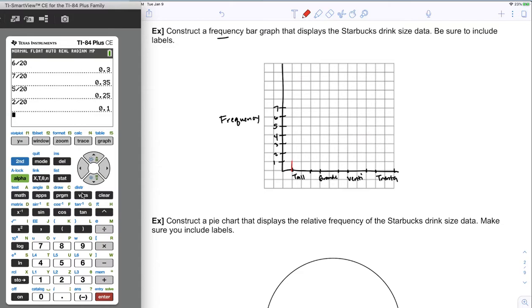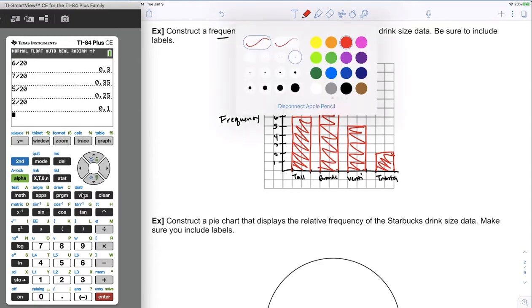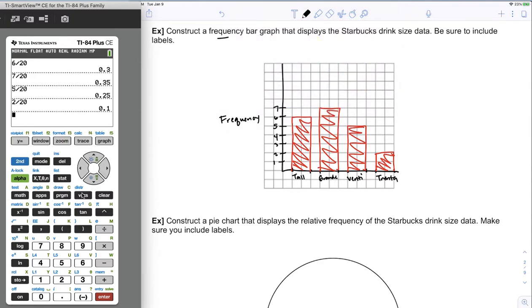So 6. So the height corresponds to the frequency. And it was 7. Venti was 5. And then Trenta was 2. Okay, I think I'm going to include a label on the horizontal axis as well. I'm going to put Starbucks drink sizes.